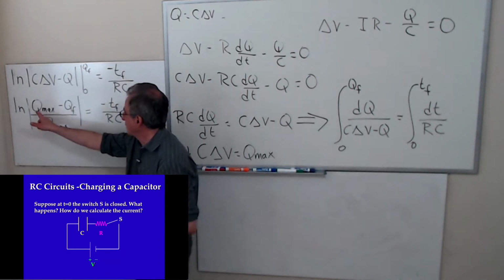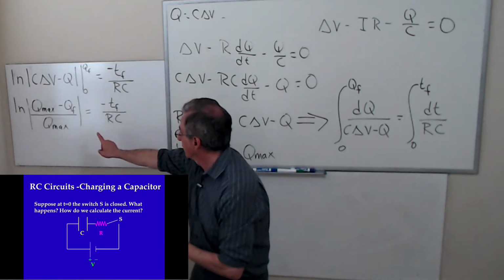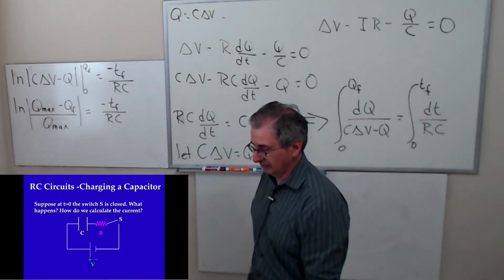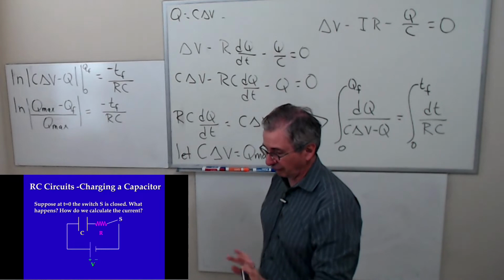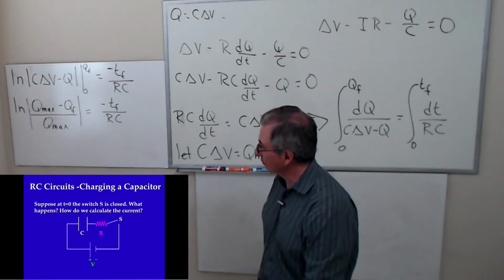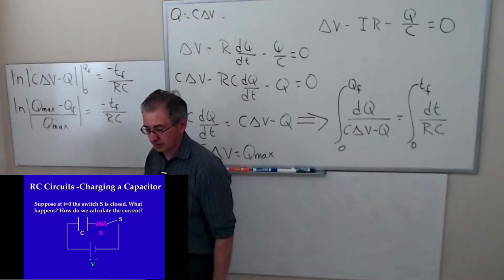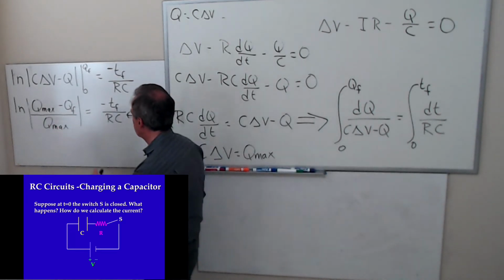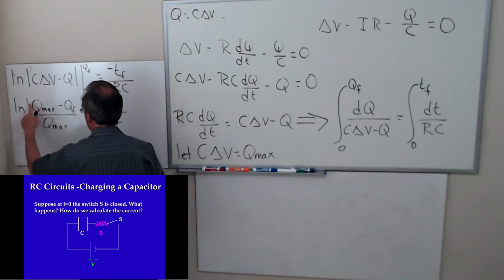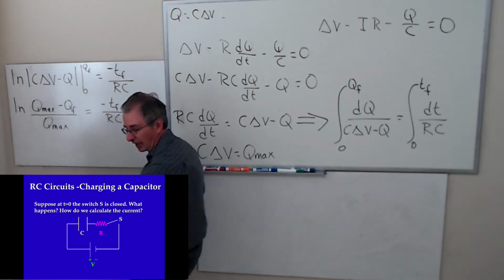So if this is the maximum charge, then do I need absolute value signs there? I'm doing a physical argument, not a mathematical argument here. Do I need the absolute value sign if I know that this is always going to be bigger than this? No, so let's get rid of them. I'm using a physical argument. I can't do that in math class.